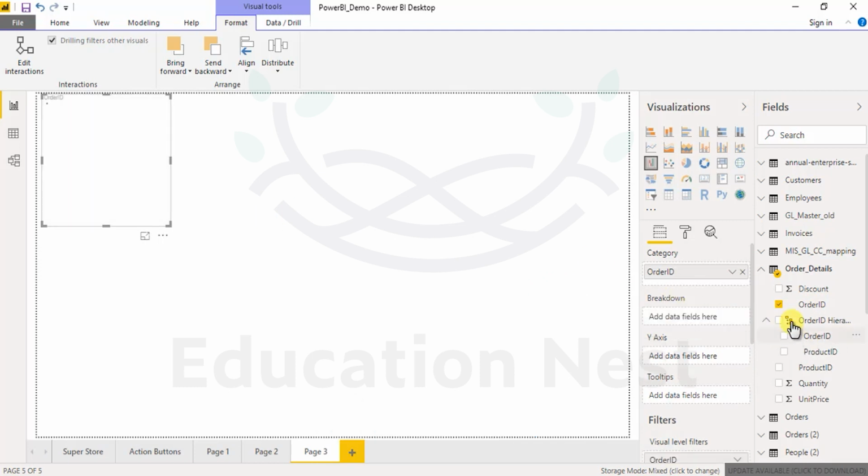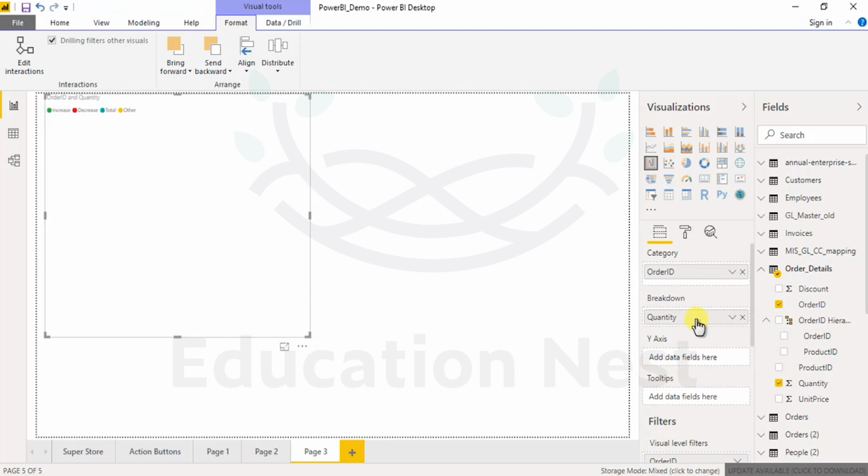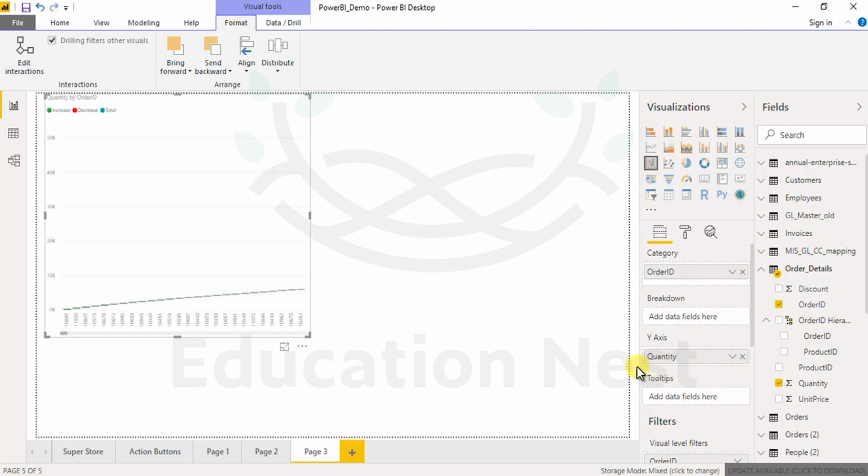no, it doesn't come over here. I want a quantity over here. Let's see, is it giving me something? No. If I move it to quantity, yes, this is what I was looking for.